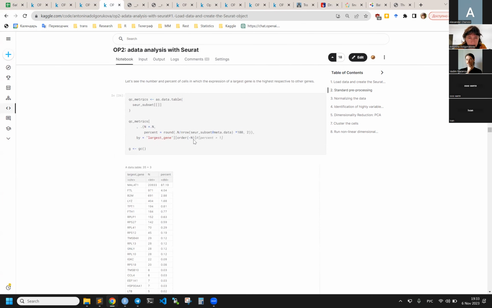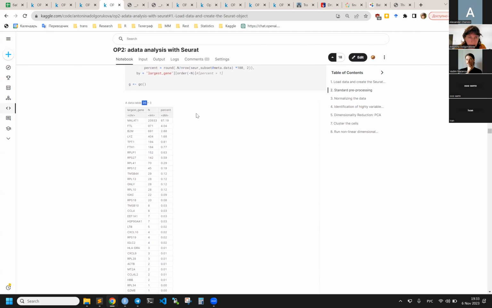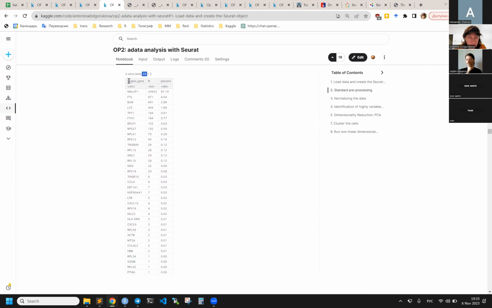So what number and percent of cells have the largest gene as the one whose expression is highest relative to other genes? We have 35 because we skip just one. 35, okay, genes all are here, and this MALAT gene is the largest gene in most of the cells. And there is a huge gap.